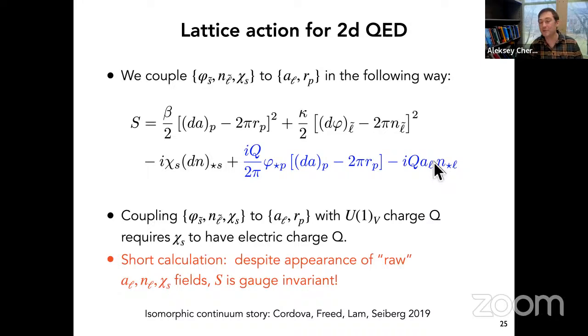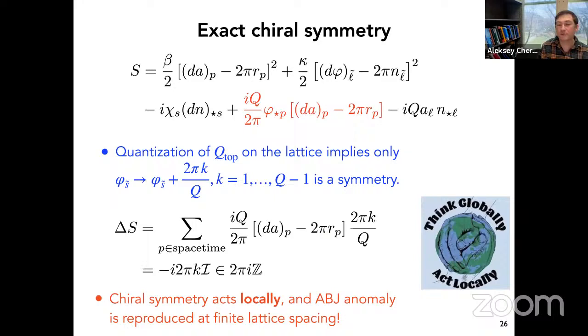Okay. So now we can collect our winnings, basically. This is already enough to see that there's something super nice happening, because the quantization of the topological charge on the lattice in this model immediately implies that you only have an anomaly-free Z_Q chiral symmetry instead of a U(1) chiral symmetry.